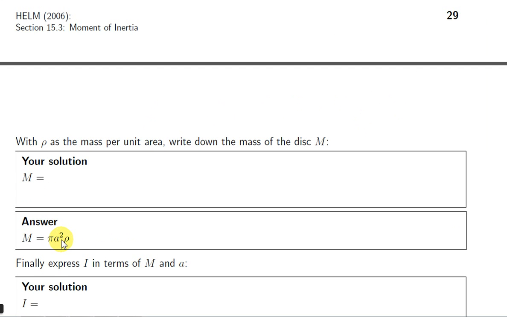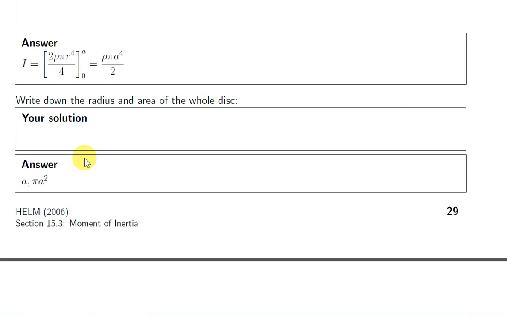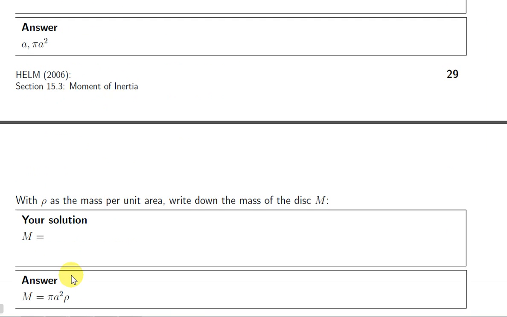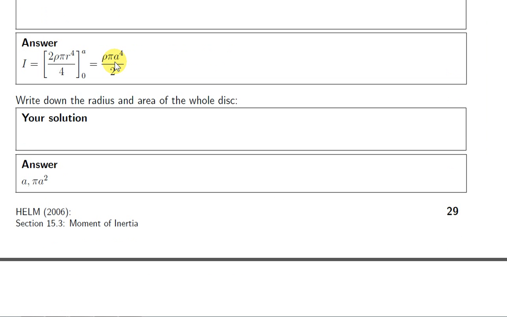So that's M, and we want to express I in terms of M and a. So we need to somehow factor this thing out of this expression here. We have rho pi a to the 4 here. If we take rho pi a squared out of this, we're left with a squared over 2. So we have M a squared over 2.